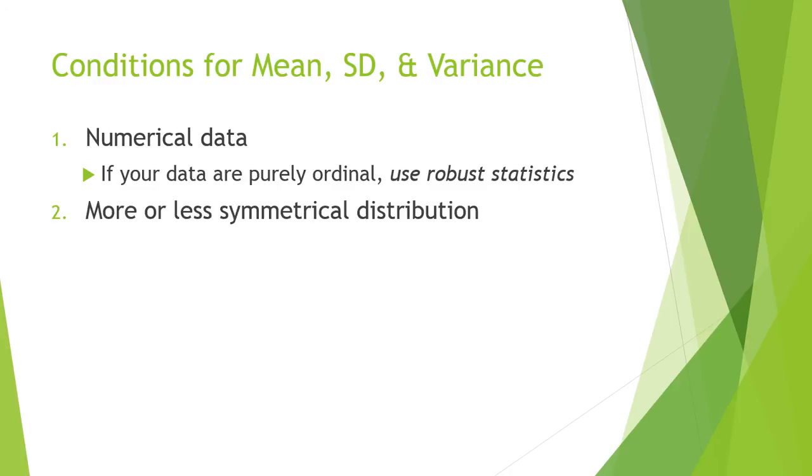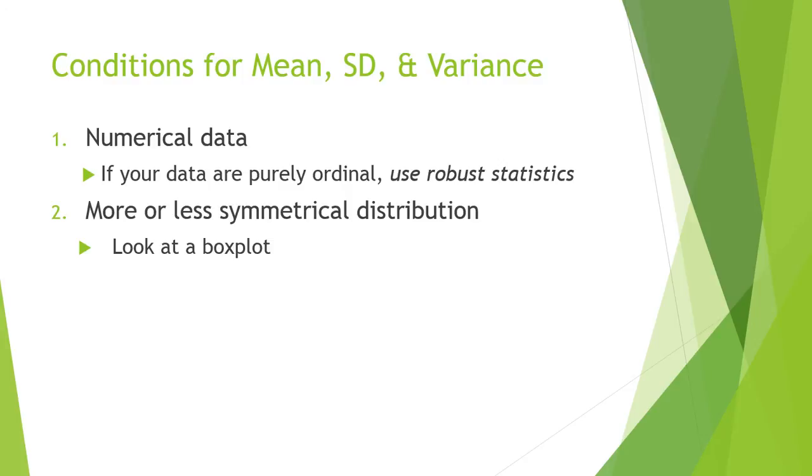So you need a more or less symmetrical distribution, because these things are all affected by skew and outliers. So look at a box plot. We'll learn later about a normal distribution, about a nice bell-shaped distribution, but you don't actually need that. You just need something even simpler. It just has to be symmetrical.